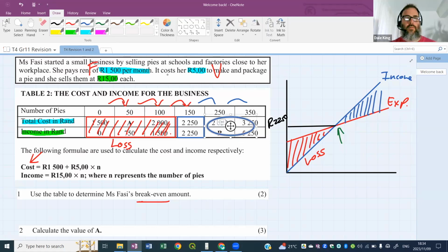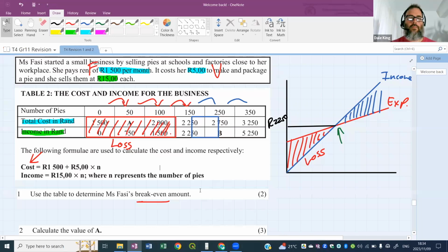Whoopsie. Let's just move this blue line across like this. No. Come on. Oh, it's not even going to do it. All right, I'm not going to fuss. There we go.